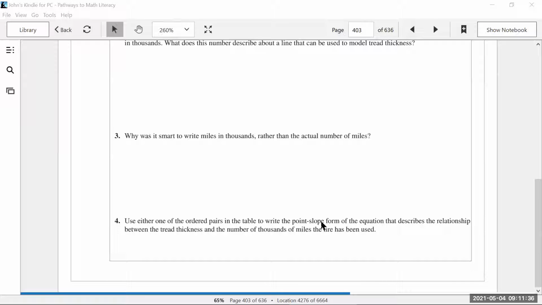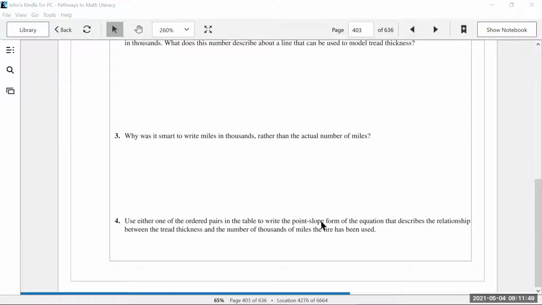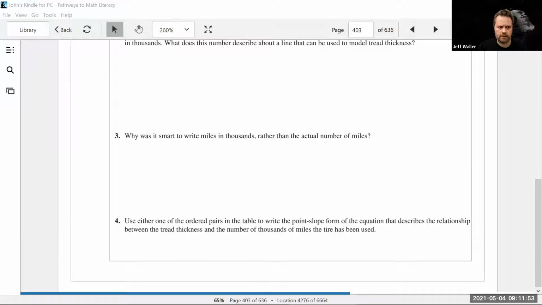I kind of did it different. Number 4, I wrote 7.2 equals m times 15 plus b. 7.2. It specifically says you have to use this.